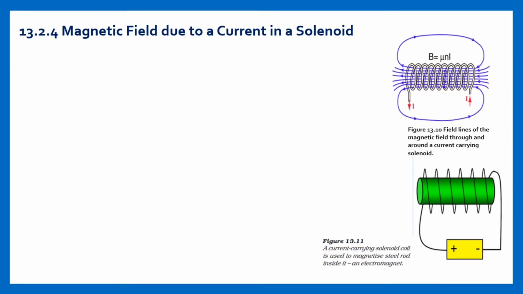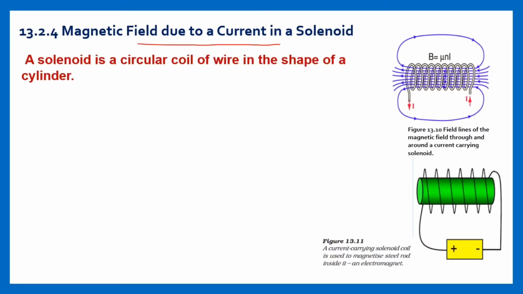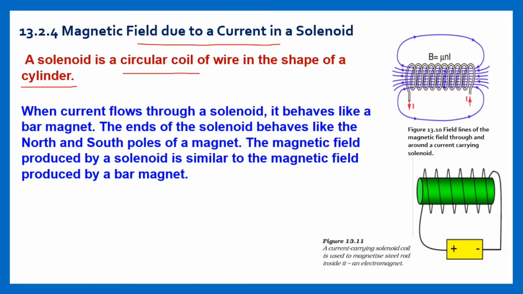Now we come to the next topic, that is magnetic field due to the current in a solenoid. Let me tell you what a solenoid is. Actually, a solenoid is a circular coil of wire in the shape of a cylinder. When current flows through a solenoid, it behaves like a bar magnet. The ends of a solenoid behave like the north and south poles of a magnet, and the magnetic field produced by the solenoid is similar to the magnetic field produced by a bar magnet.